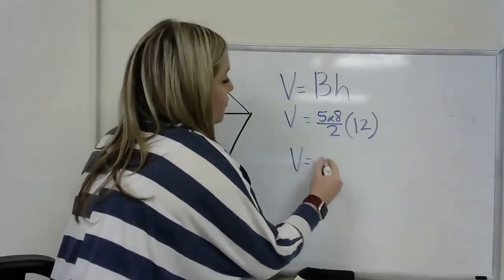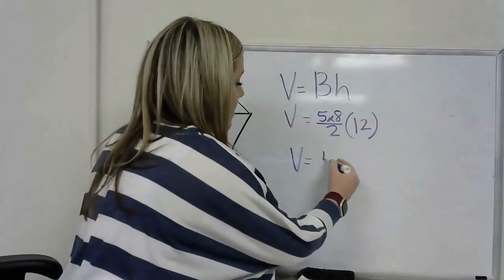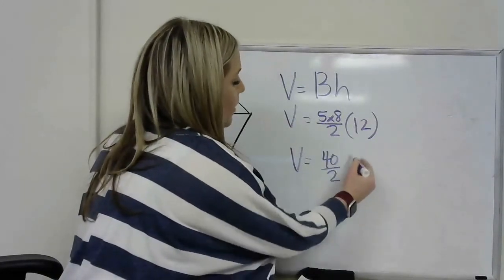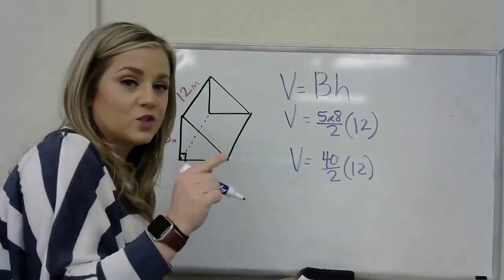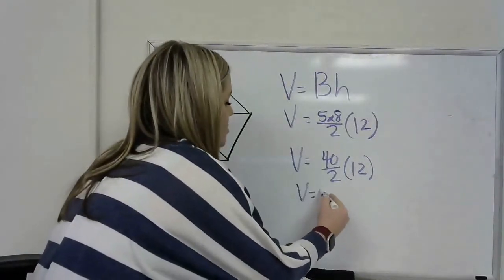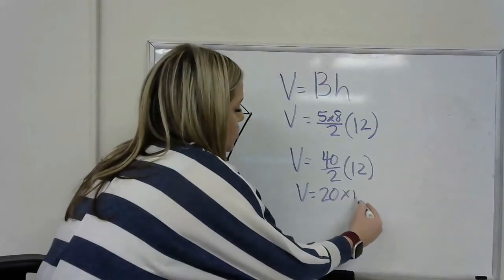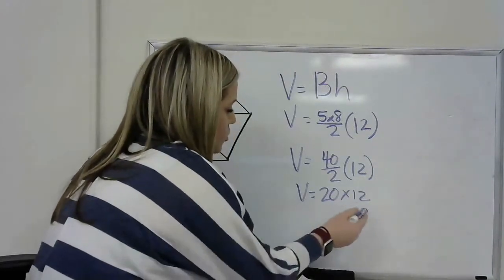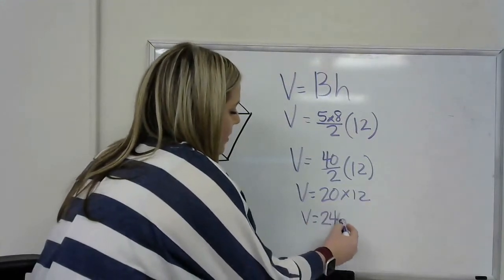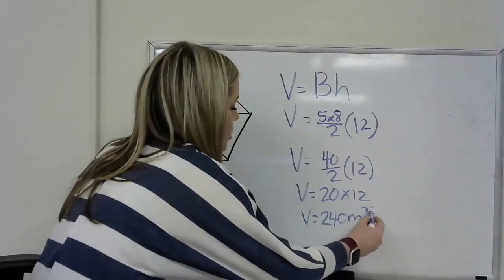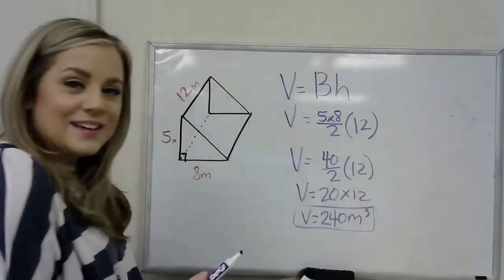Okay, so we have volume. So 5 times 8 is 40. You guys know I love to do all the little baby steps, right? Okay, and we know 40 divided in half is 20. So we have 20 times 12. And we know 12 times 2 is 24, add a 0. Volume is 240 meters cubed. Okay? All right, guys.